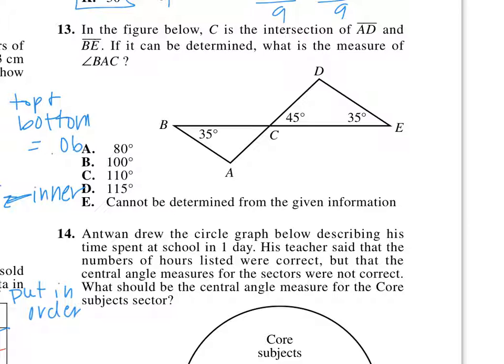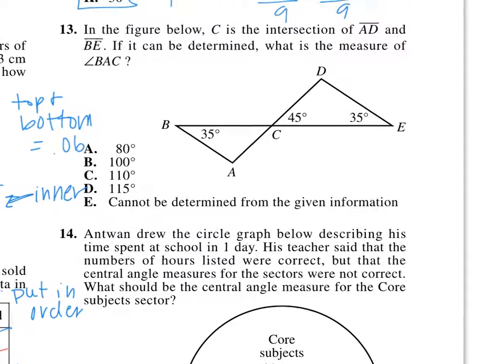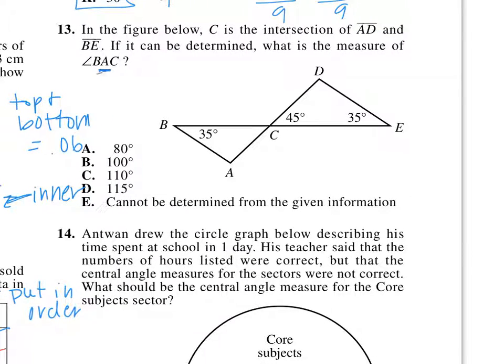In the figure below, C is the intersection of AD and BE. What, if it can be determined, is the measure of the angle BAC? So remember, when we're naming angles, the one in the middle is where the angle is. So B to A to C, we're talking about this angle right here.